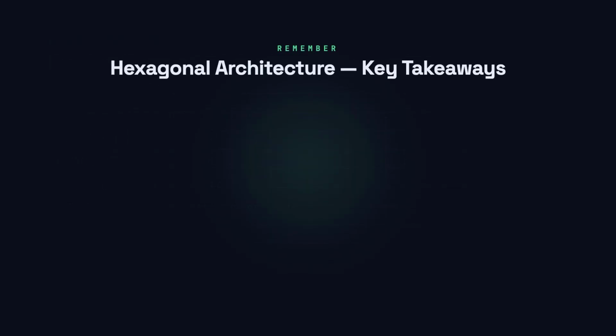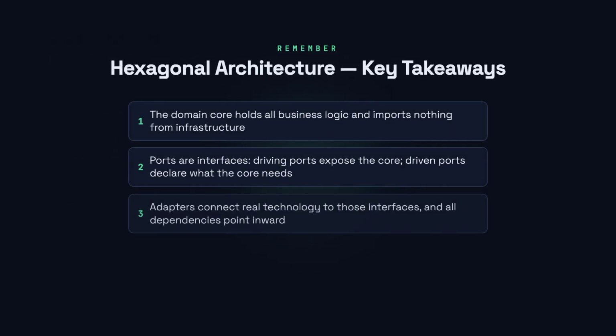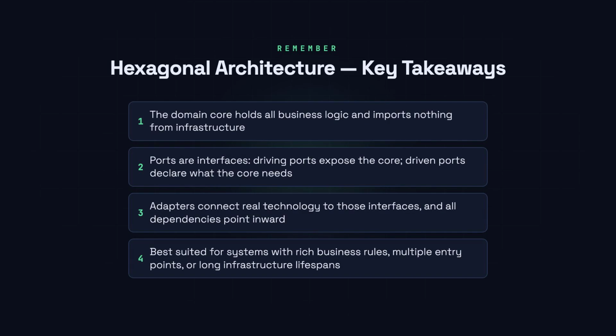To sum up, hexagonal architecture keeps your business logic at the center, shielded from the technology around it. Ports define the contracts on both sides of the boundary, and adapters do the translation work. Because all dependencies point inward, you can replace a database, add a new UI, or swap a third-party service without ever touching the logic that matters most. It is a powerful pattern. Apply it where that protection is genuinely worth the extra structure.